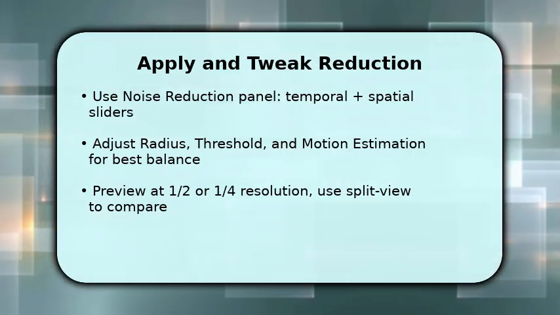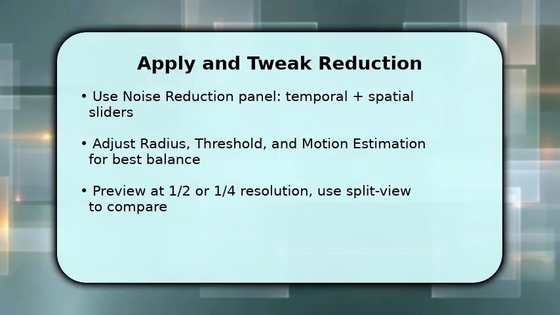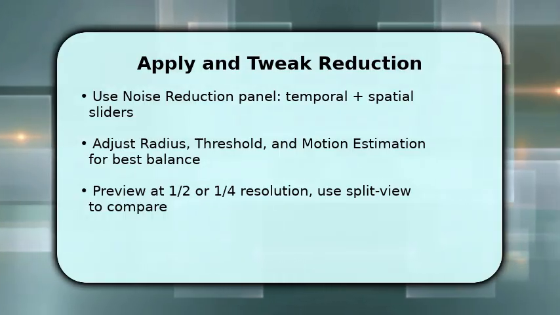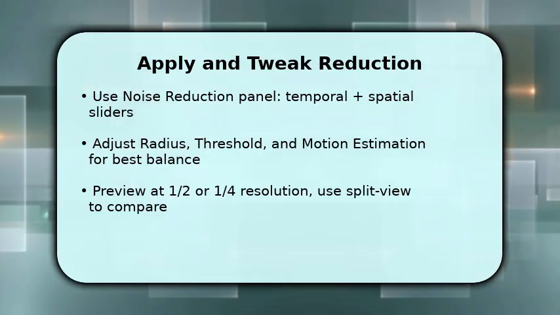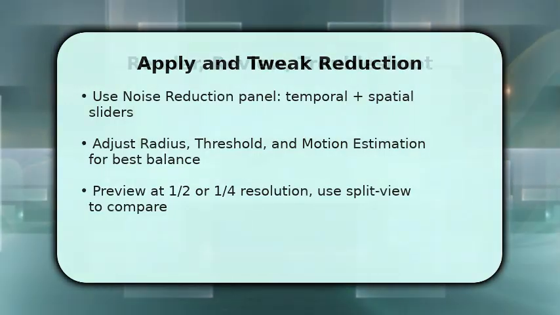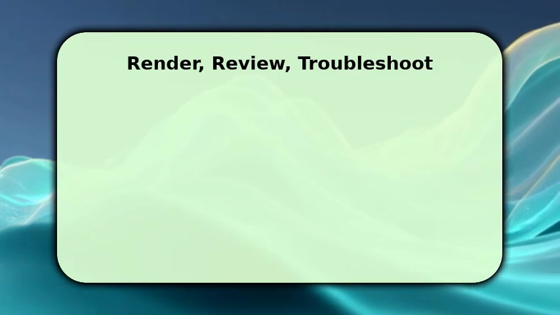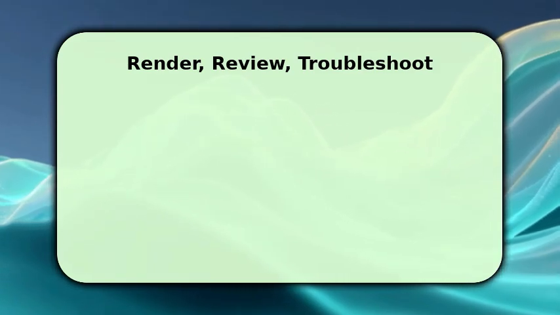For audio in Fairlight, insert noise reduction plugin, capture noise profile, then reduce gain. Finish by rendering a short test clip using your final codec and bitrate so artifacts are visible. Review at 100% and listen closely to audio.